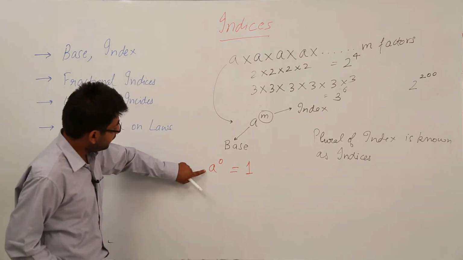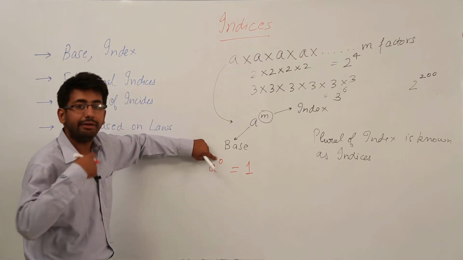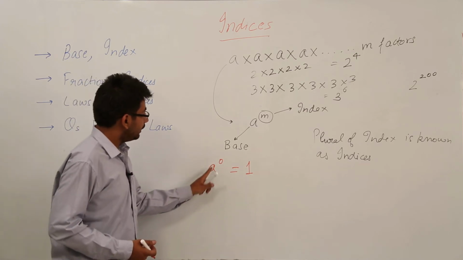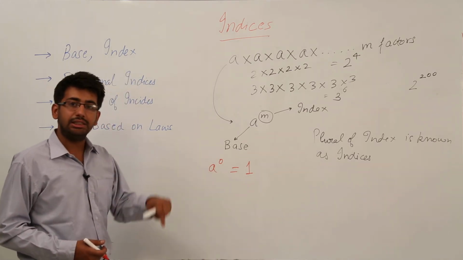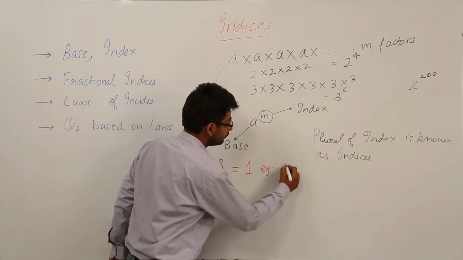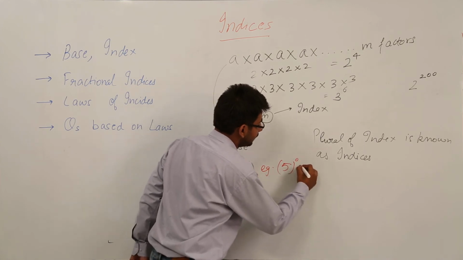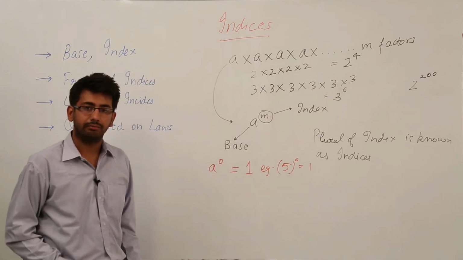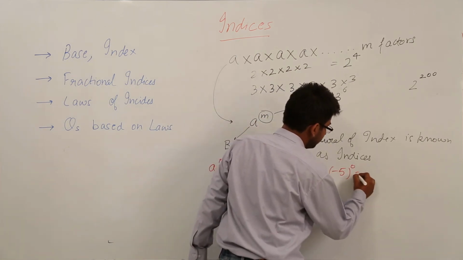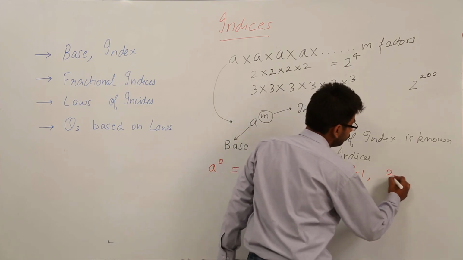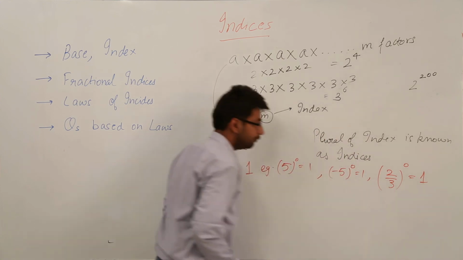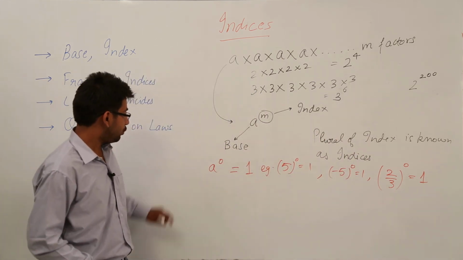That means any base raised to power 0, or when the index of any base is 0, that is always equal to 1. For example, 5 raised to power 0 is equal to 1, right? Or minus 5 raised to power 0 is equal to 1, or also 2 by 3 when raised to power 0 is equal to 1. This is point number 1.